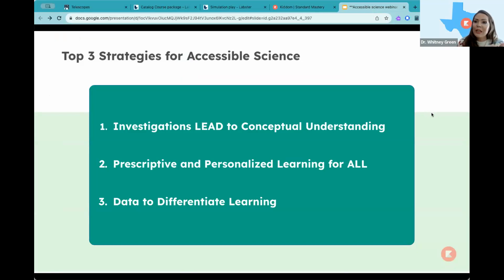You do that through leading with the investigations for conceptual understanding, Labster, SLU, the hands-on labs. Then you also do that with the prescriptive and personalized learning. We need to ensure that we're equipping teachers with scope and sequences, the overview, the learning snapshot, but then also for teachers to be able to, in real time, provide those just-in-time scaffolds, attending to equity, the suggested prompts. And then the very last piece is going to be that data to differentiate learning.